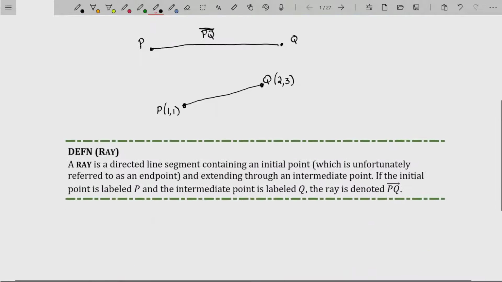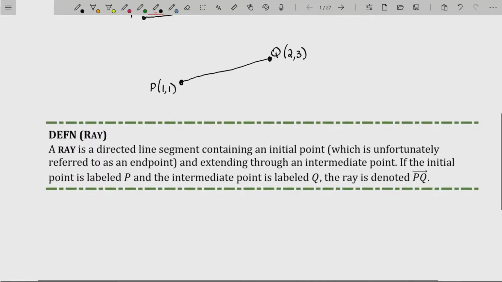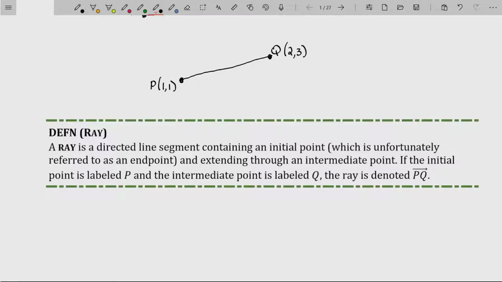Then we graduate up. Well, what if one side of those line segments goes on forever? That's basically what a ray is. A ray is a directed line segment containing an initial point, which unfortunately is often referred to as an endpoint. Anyway, I will call it an initial point, and extending through an intermediate point. If the initial point is labeled P and the intermediate point is labeled Q, the ray is denoted PQ.